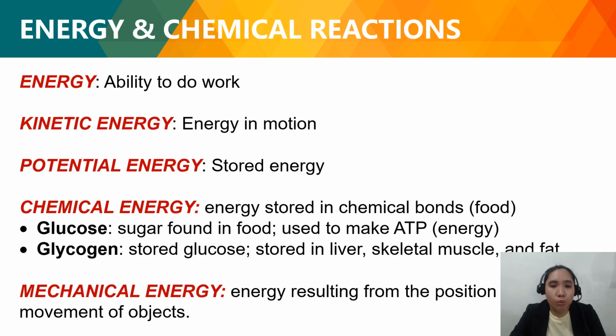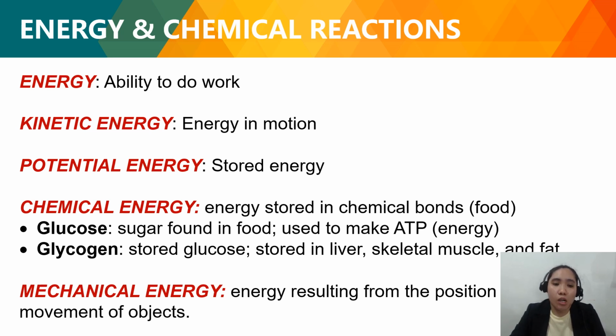Next, let's go to energy and chemical reactions. So first, energy is the ability to do work. Next, you have your kinetic energy, which is the energy in motion. Then you have your potential energy, which is your stored energy. And then chemical energy is the energy stored in chemical bonds like food.